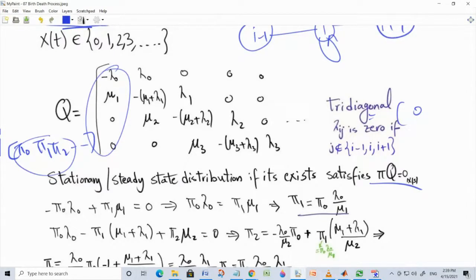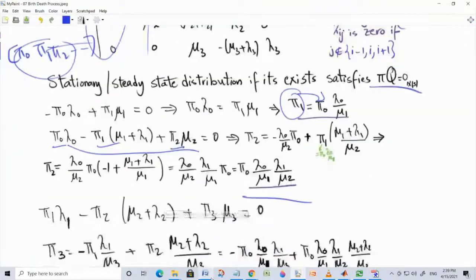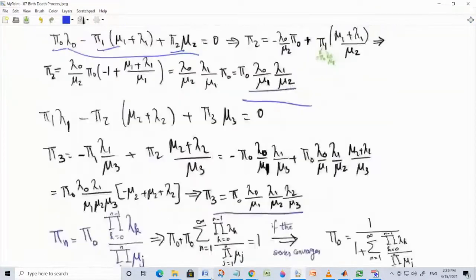Okay, so this should be equal to 0, and then you get pi 1 in terms of pi 0. And then you take the vector and you multiply by the second column, and then you get an equation that relates pi 0, pi 1, pi 2. But remember that pi 1 is already in terms of pi 0, so we can use this equation to express pi 2 in terms of pi 0, and you will get this expression here. And you can keep doing so.